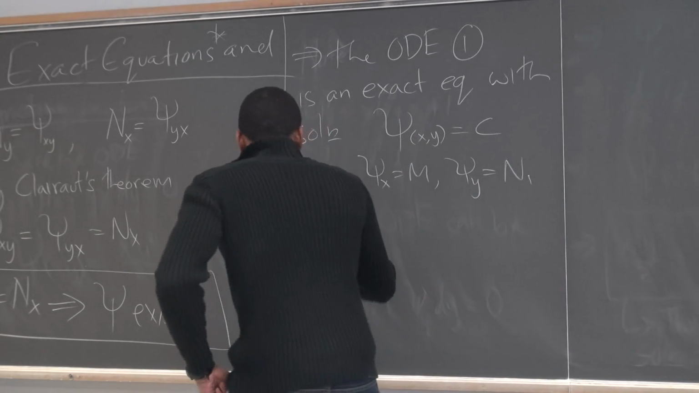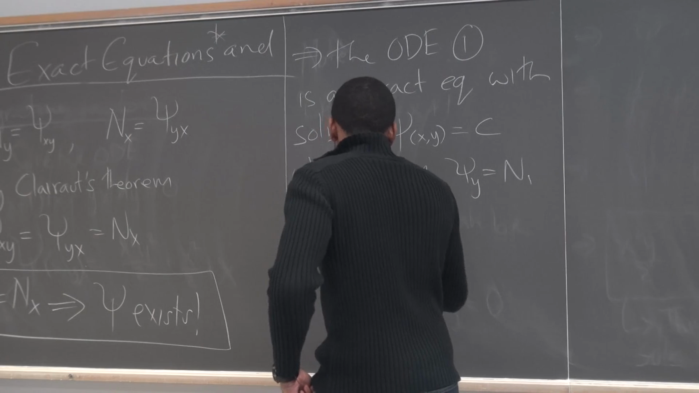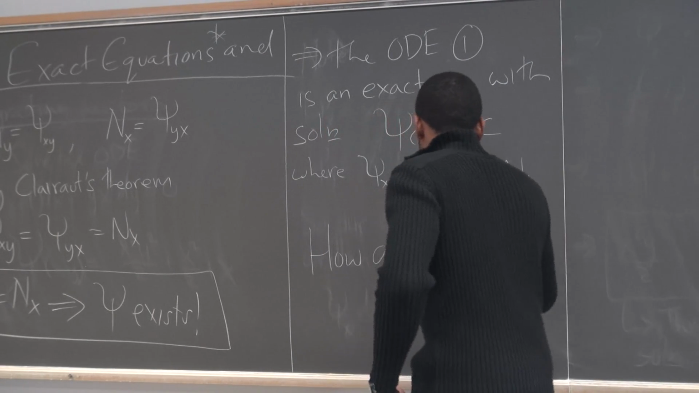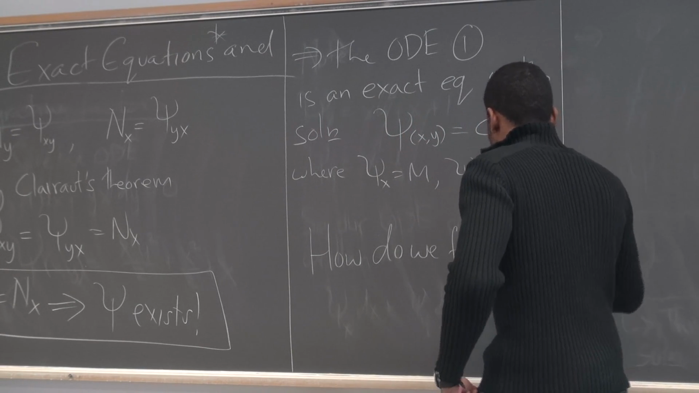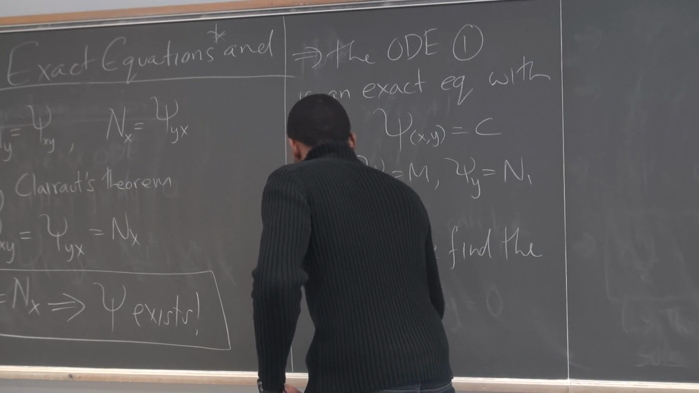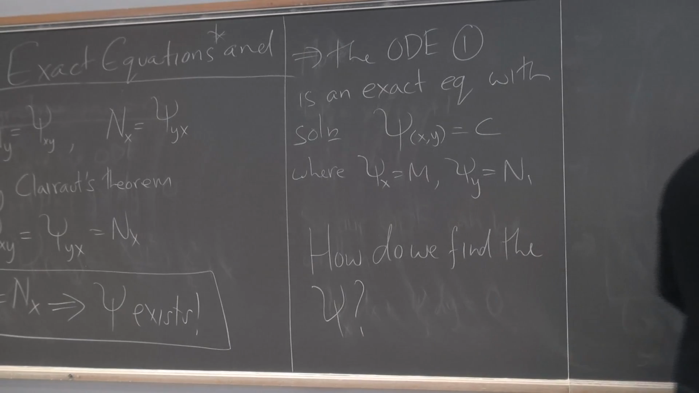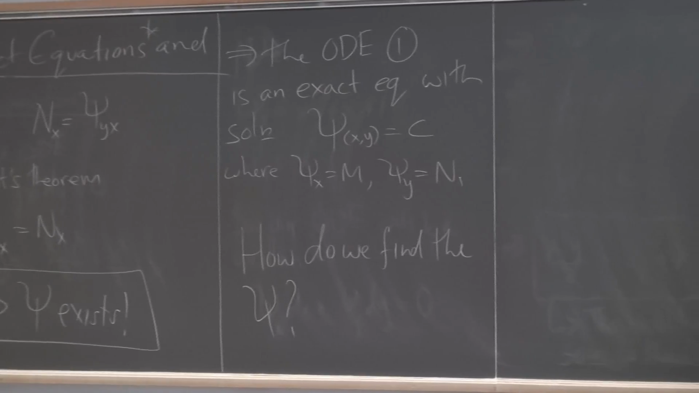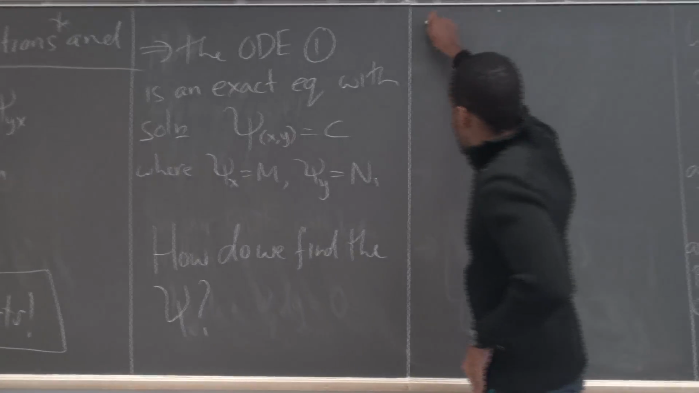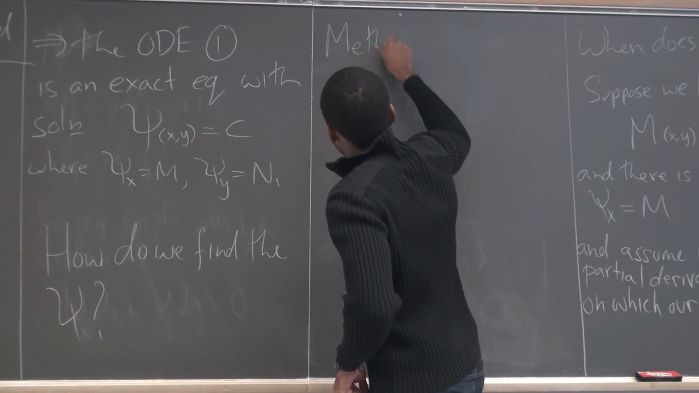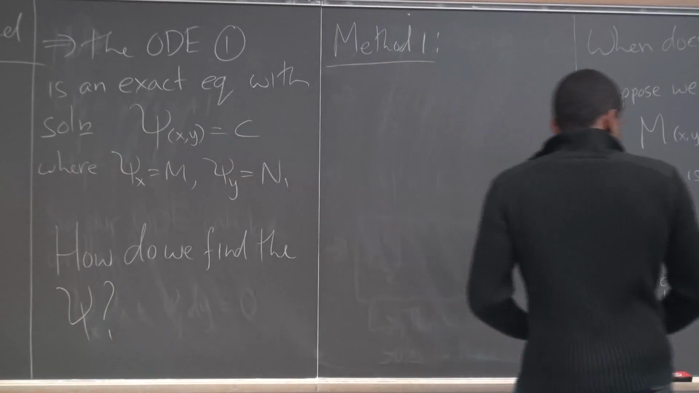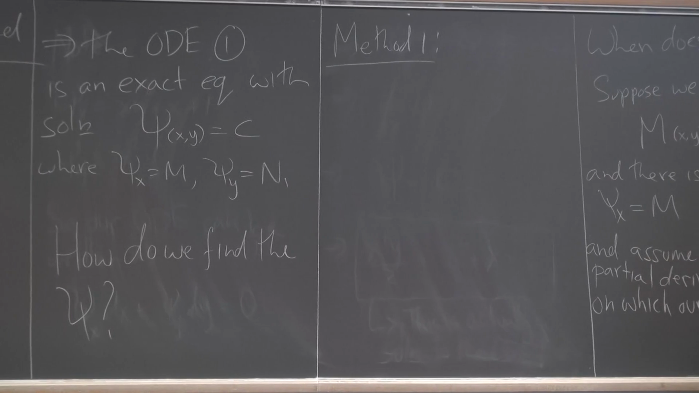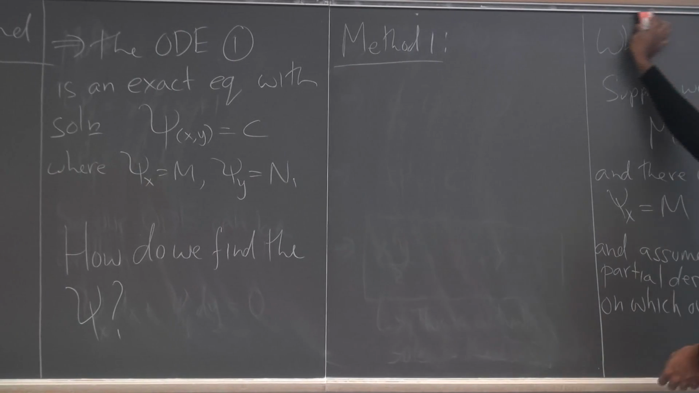So now the question stands, okay, I know how to tell if it exists, how do we find it? There are a couple of methods that are really popular. The first method I'll go over is the one in your textbook. And then I'll show you another method that I prefer because it's usually quicker.